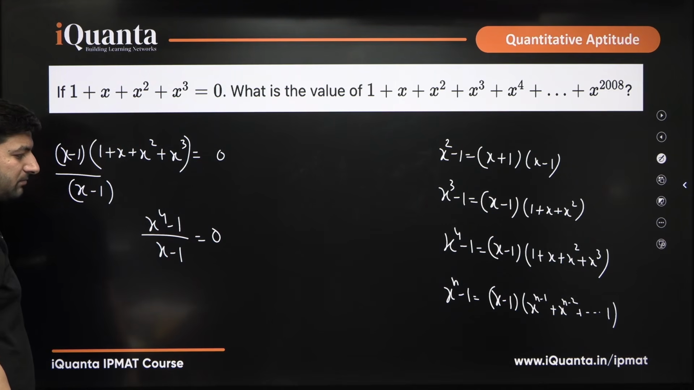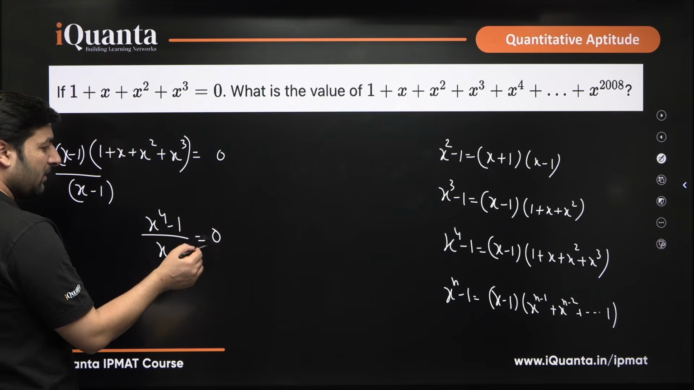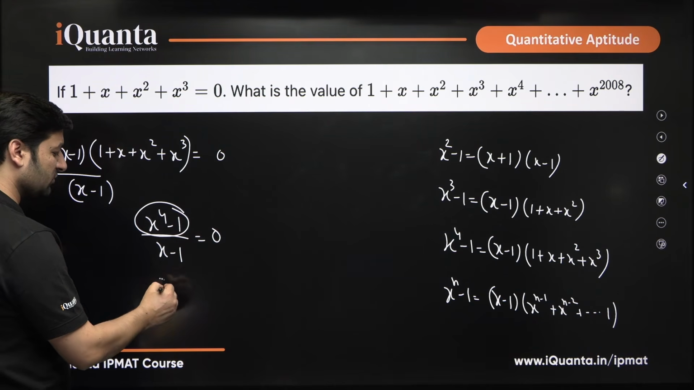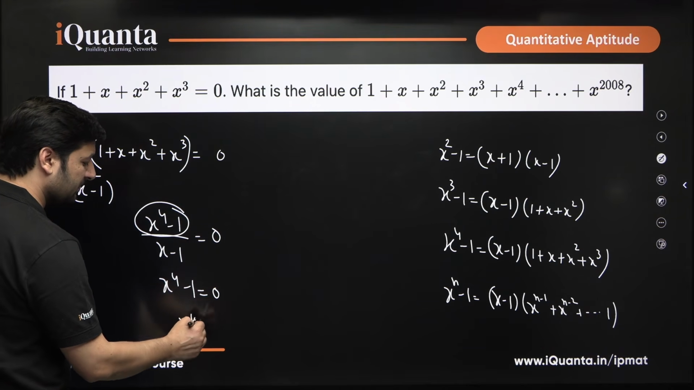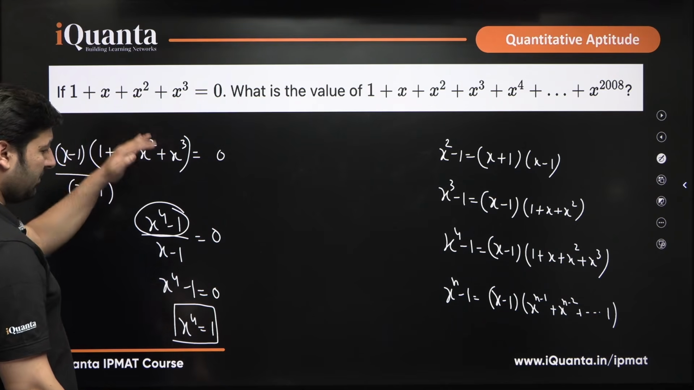Yes or no? So x can never be 1. Okay. If a fraction is 0, it is only possible when the numerator is 0. So numerator x to the power 4 minus 1 should be 0, or can I say that x to the power 4 should be equal to 1? This is my result by doing all this.